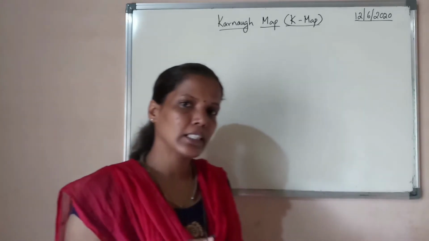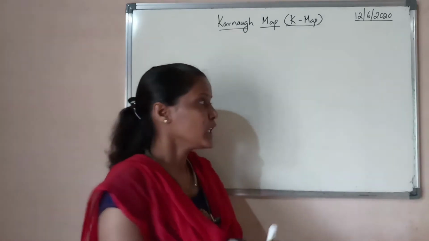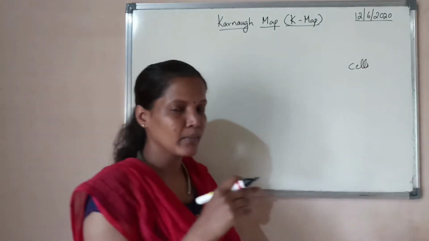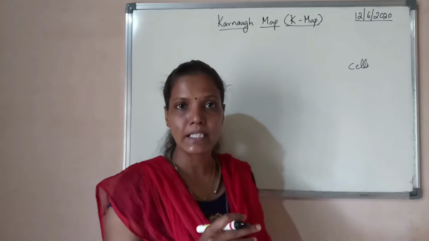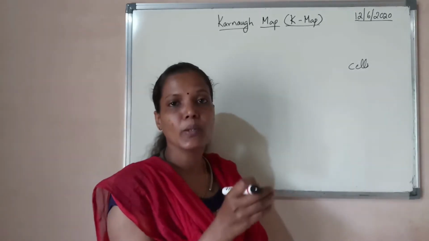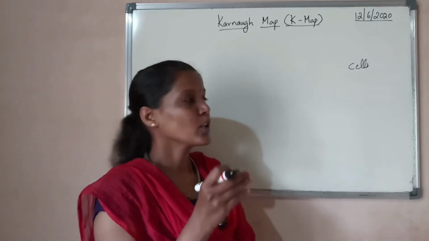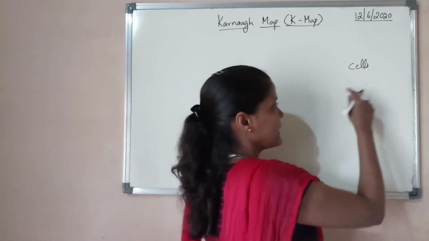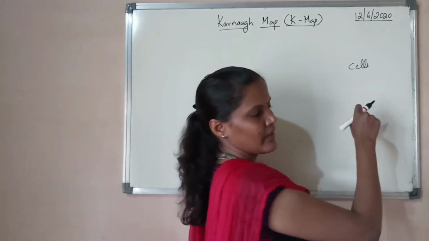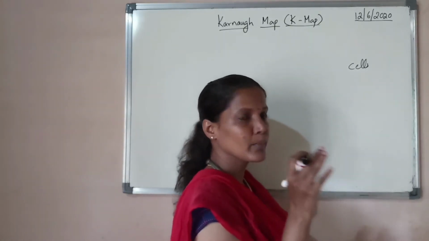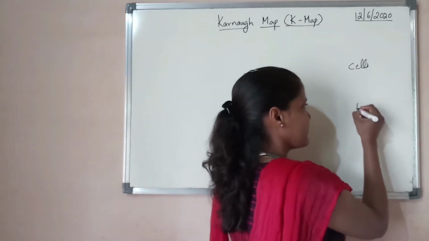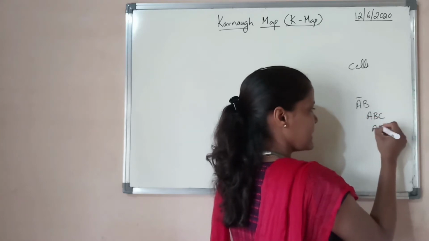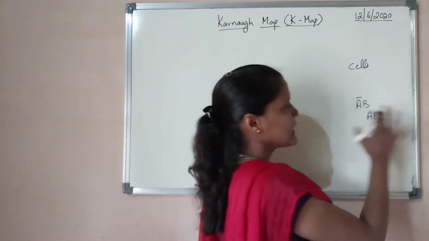So in this particular K-map, we'll be having boxes, which are called cells. We'll be having a number of boxes, and those boxes will be called cells. And each cell will be having one particular combination of variables in the product form. Each cell will be having a combination of variables in the product form, like a bar dot b, or abc, or ab C bar D, like this in the product form.